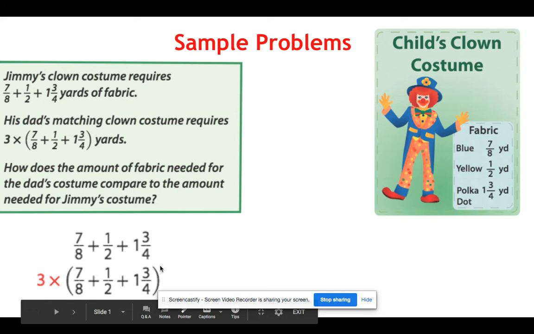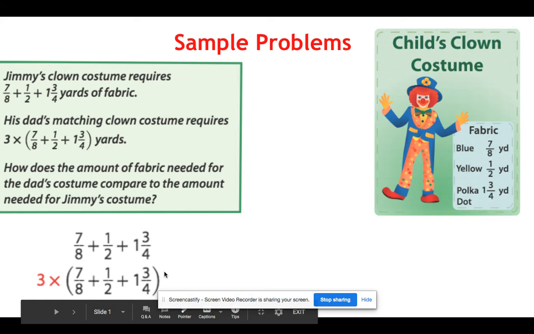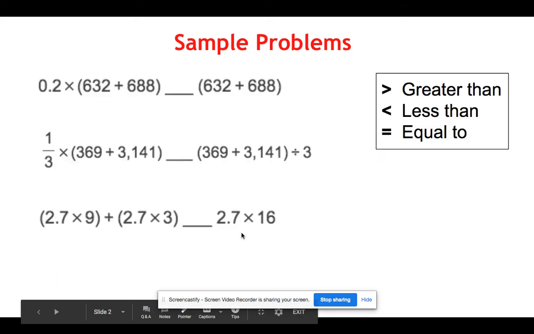And I know that if I'm multiplying something by 3, it's going to be 3 times larger than what you started with. So when comparing dad's to Jimmy's, I would say that dad's costume requires 3 times more fabric than Jimmy's. And that's how you can evaluate an expression without solving it. Just by looking at it, I know that this one is 3 times bigger than this one. So let's do some more problems together.